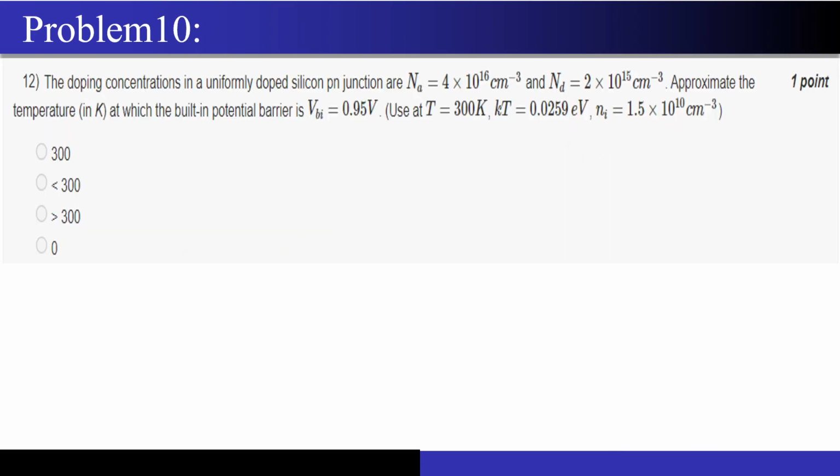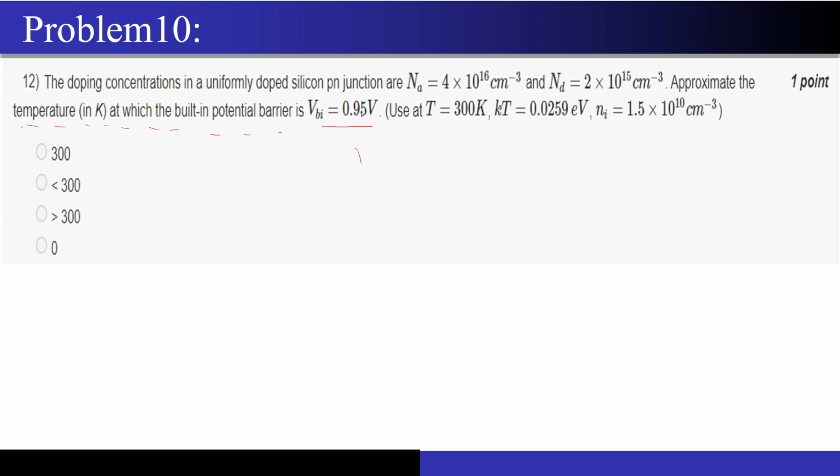Now this is a very important problem. Someone of you had asked me the doubt, what is the relation between your energy band gap and your built-in potential? So this question will help to solve that problem. So now let's move on to this question. The doping concentration in a uniformly doped silicon PN junction, they have given the concentrations. Approximate the temperature at which the built-in potential barrier VBI is equal to 0.95 volts.